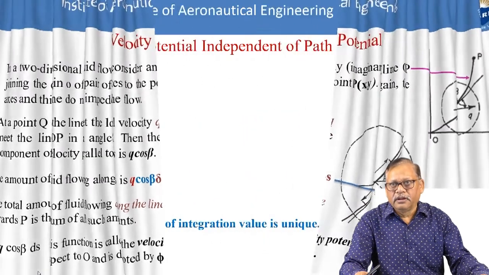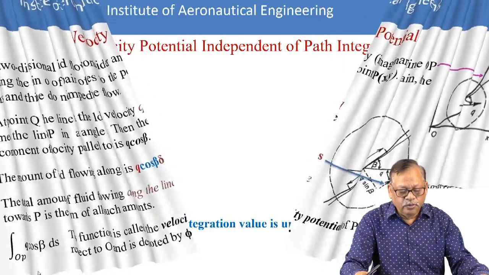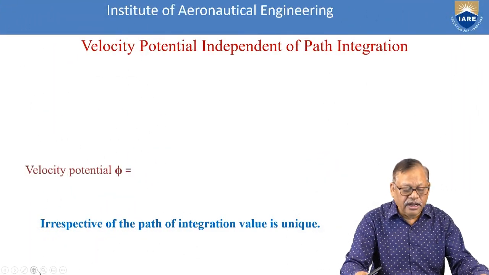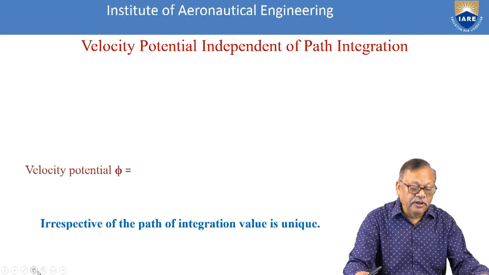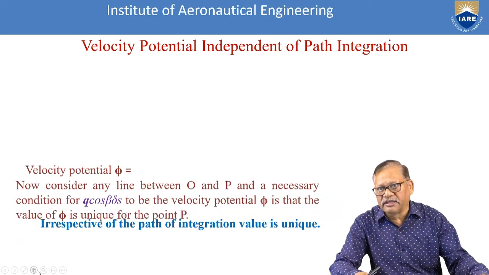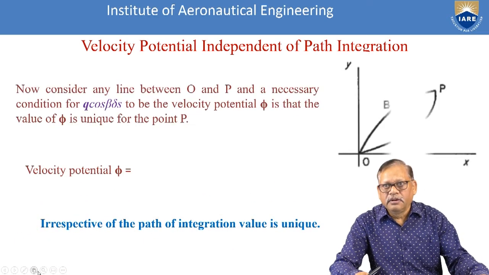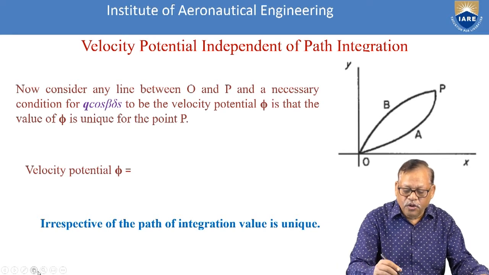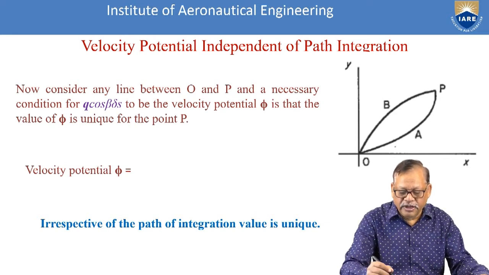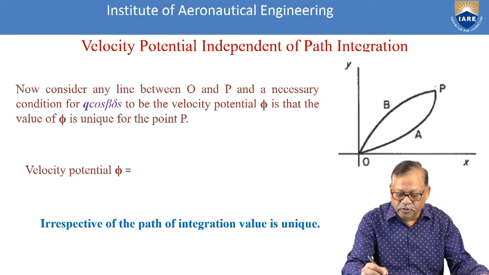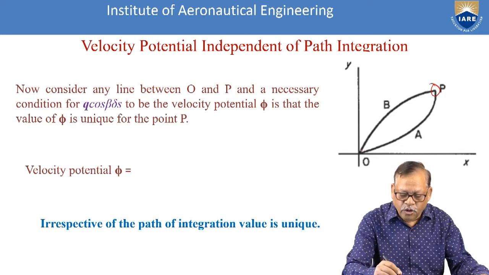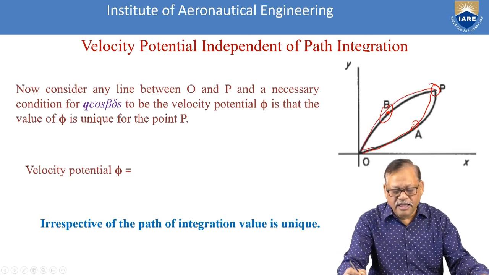Then if we look at how these two parameters are dependent or independent, velocity potential is independent of the path of integration. That's what I say. Now consider O to P one way. Another way, consider a point P. You can go from O through the point A, or you can go through the point B. You can go like this, or we can go like this.